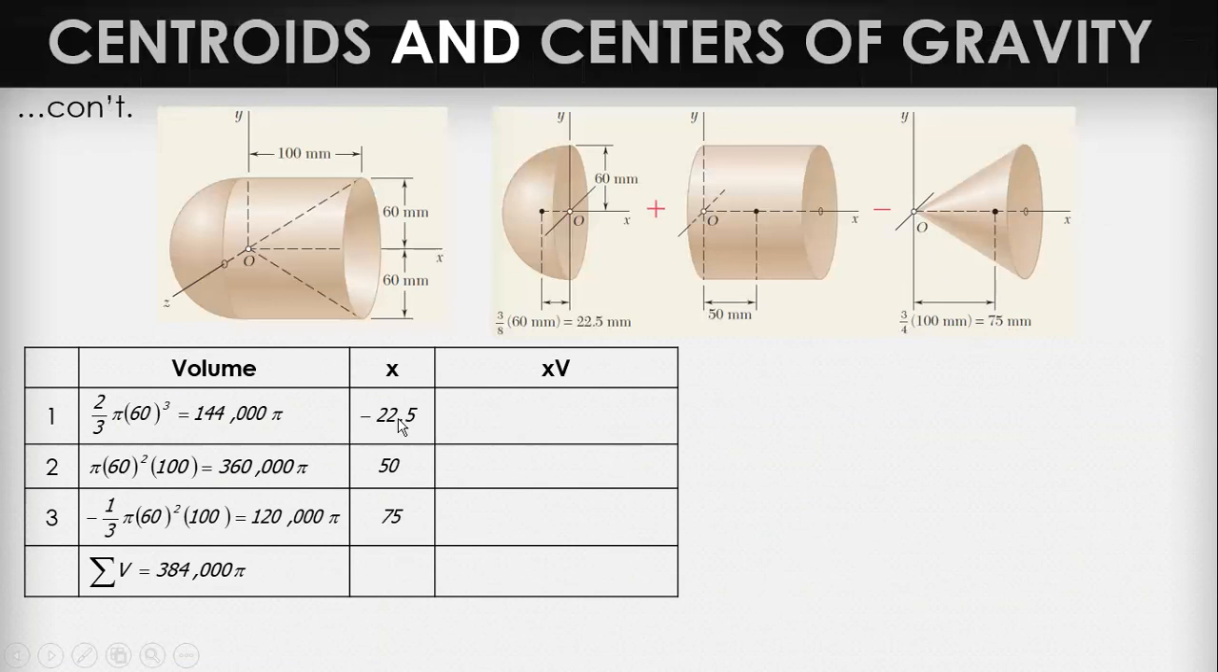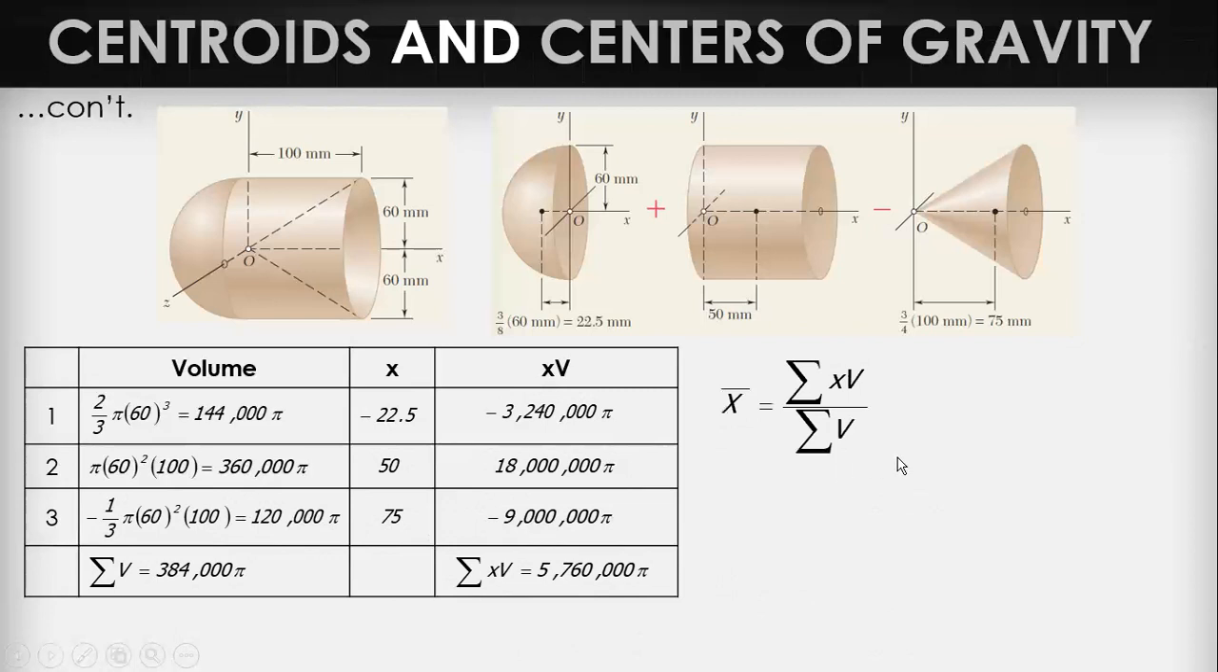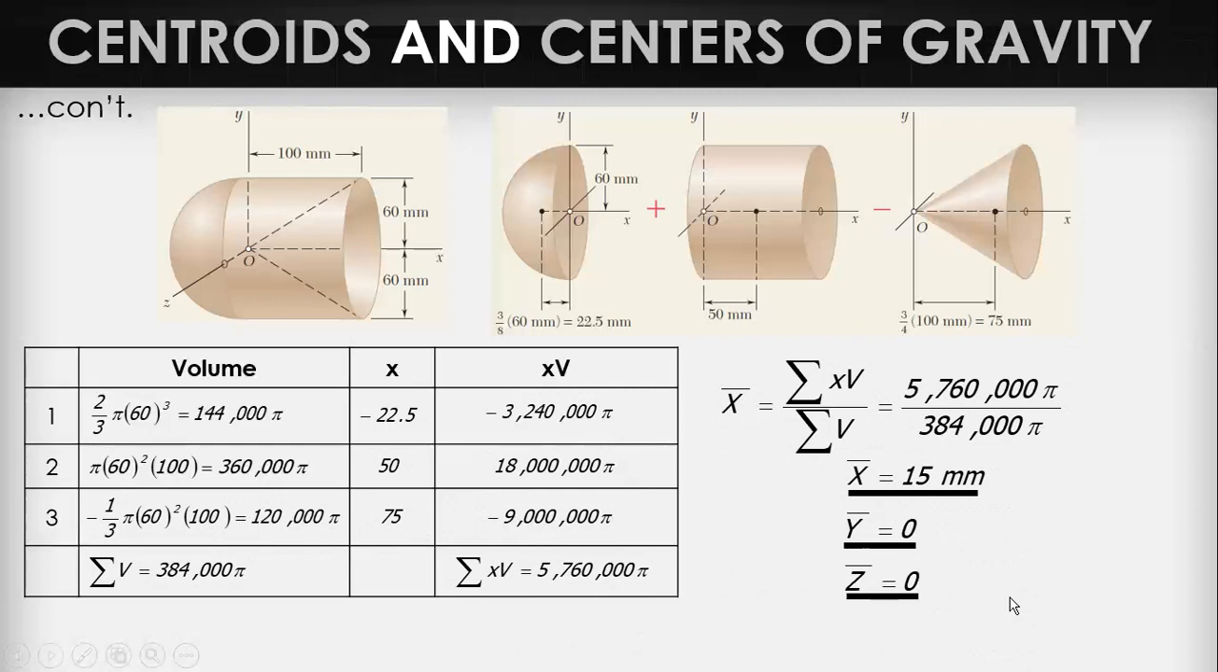After this, multiply x times V. You'll notice negative 120,000 pi times 75. You have this one. You add, and then you solve for x bar. Our x bar is 15 millimeters. Our y bar is 0 and z bar equal to 0.